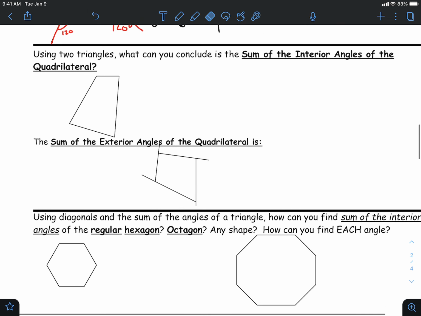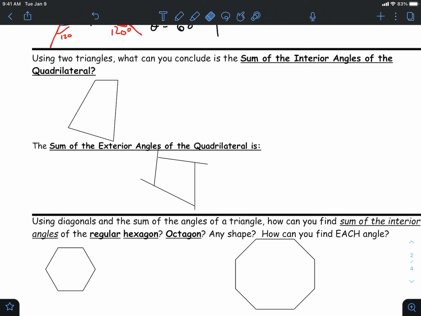If you had to take a guess here, just a guess out of almost thin air: using two triangles, what can you conclude about the sum of the interior angles of the quadrilateral? So before I even ask you what the answer is, let's draw two triangles on here. I'll do something like this. There's two triangles.